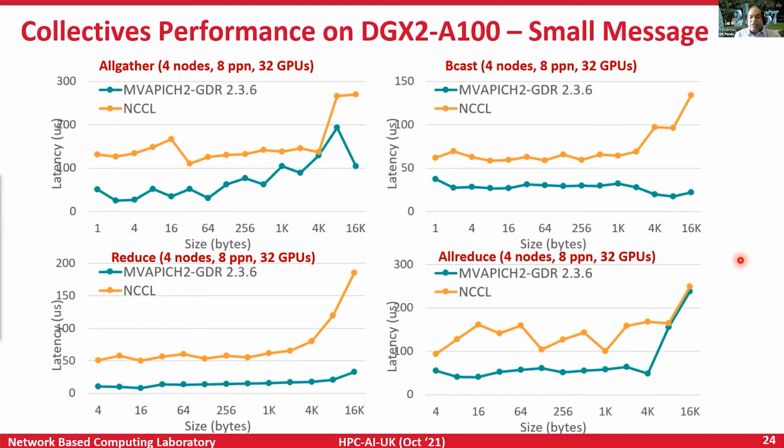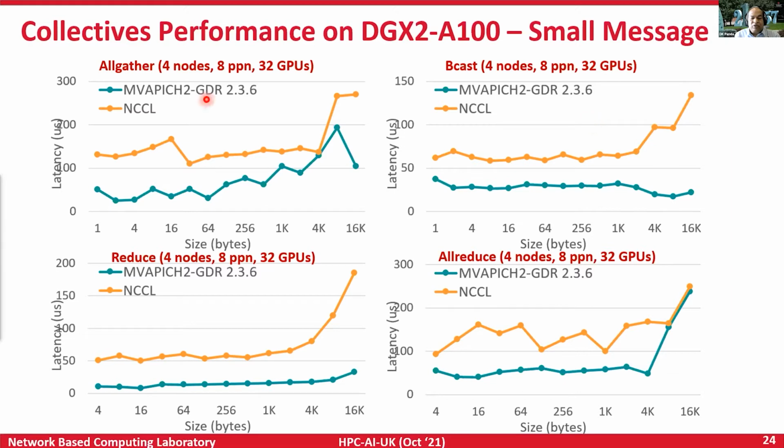Here is another set of results on the DGX-2 A100. The DGX-2 system is getting very popular. Not only does it have a lot of GPUs, it also has a lot of rails, InfiniBand up to 10 rails. Here we have been continuously optimizing collectives.